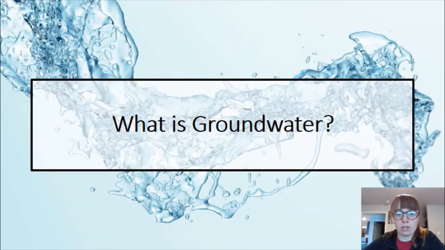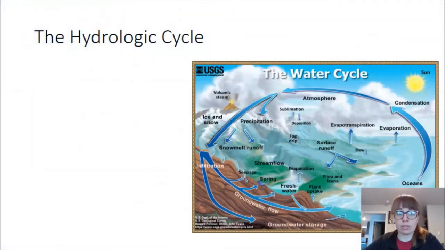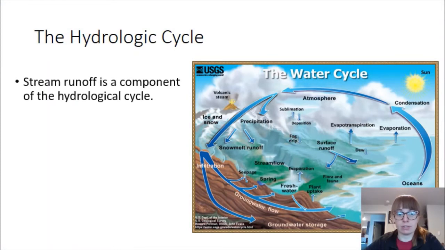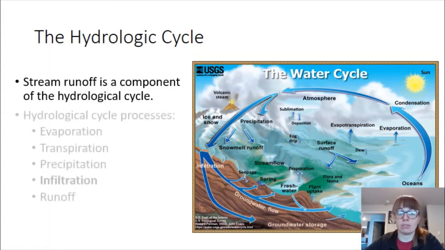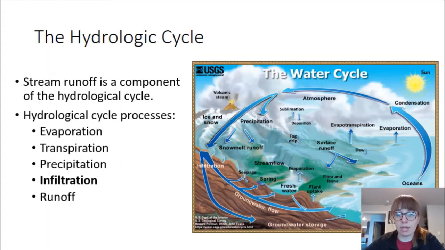So first, let's start by talking about what is groundwater. So here's the hydrologic cycle again. We looked at this in the streams lecture whenever you watched that. So remember in the rivers lecture, we talked about how stream runoff is an important component of the hydrologic cycle. But there are also a number of other processes happening in the water cycle. So we have evaporation and transpiration, where we're turning liquid water into water vapor, and then that's hanging out in the atmosphere as clouds until it's precipitated down.